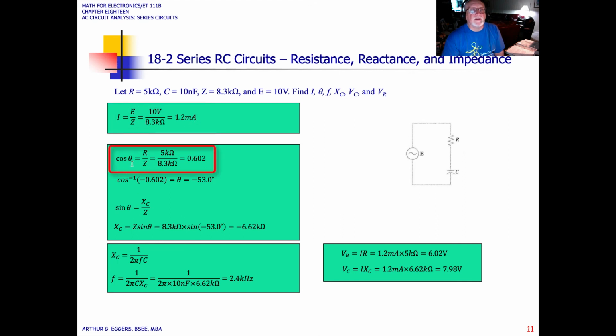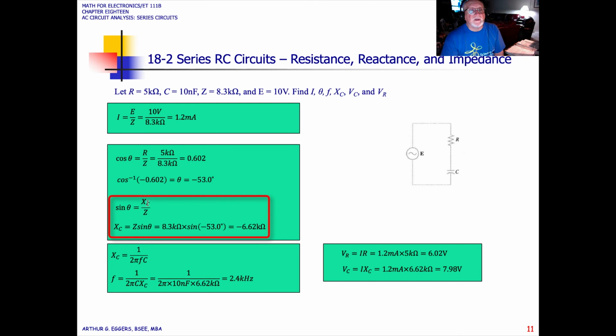Okay, back to the trigonometric functions. Cosine theta is equal to R over Z. We're given R is 5k, Z is 8.3 k ohms. We end up with a 0.602 as our cosine of theta. Take the inverse cosine, we get an angle of minus 53 degrees. So you see we're getting all of these negative values for that theta because that's what a capacitor does. It forces us into that fourth quadrant.